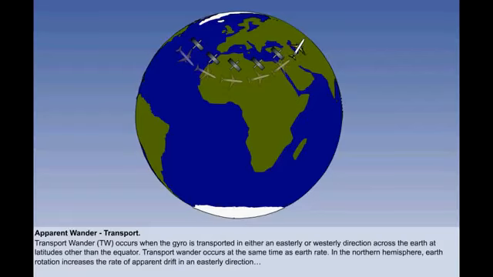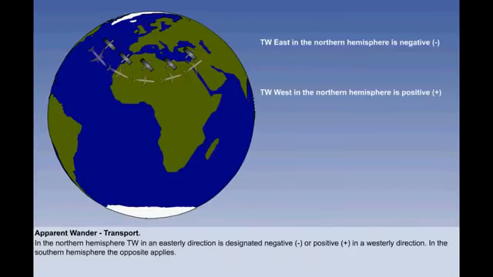While Earth rotation will reduce the rate of apparent drift due to transport wander in a westerly direction, because the Earth and the aircraft are moving in opposing directions. Transport wander in an easterly direction in the northern hemisphere is designated negative, and mathematically it is given a minus sign. Transport wander in a westerly direction in the northern hemisphere is designated positive, and is given a plus sign. In the southern hemisphere, the opposite rules will apply.